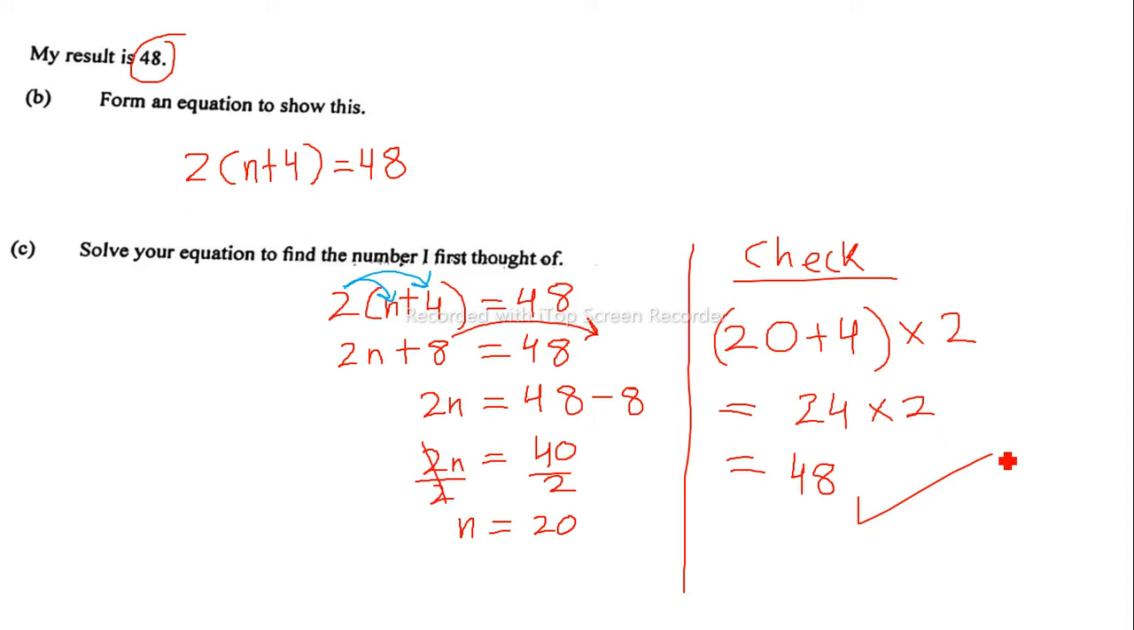What do you do? When I saw it say my result is 48, I just divide 48 by 2 and then I get 24. And then it says n plus 4. So the n, I just subtract 4 from 24 and then I get that. Okay, you subtract 4 from 24.